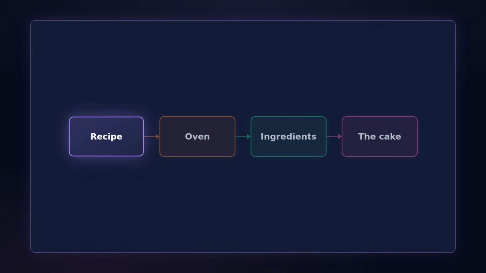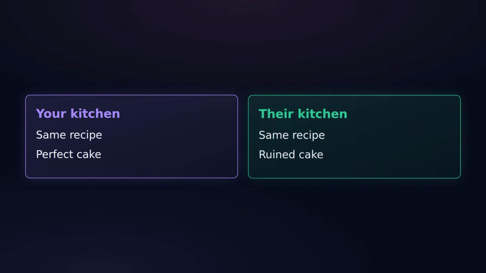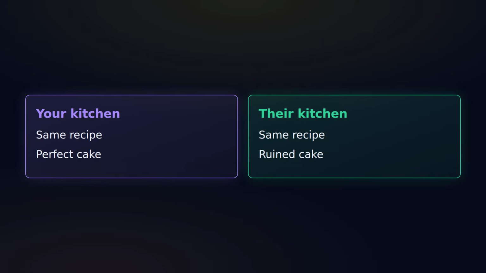Picture a recipe from your grandmother. It doesn't just need instructions. It needs her oven, her ingredients, her kitchen. Your friend's kitchen has a different oven, cheaper flour, and thinner air because they live somewhere higher up. So the exact same recipe can bake beautifully for you and fail completely for them. And the recipe was never wrong.